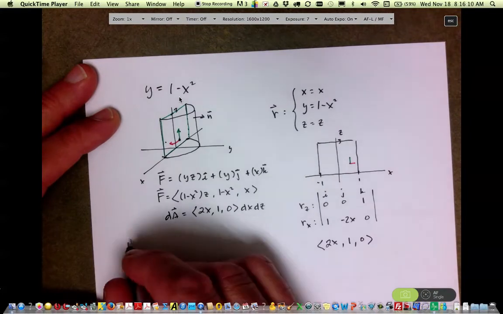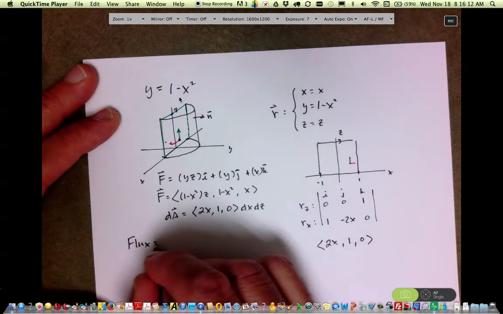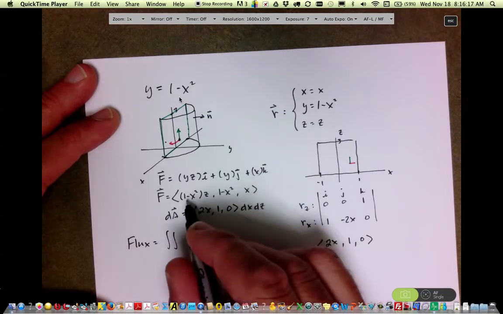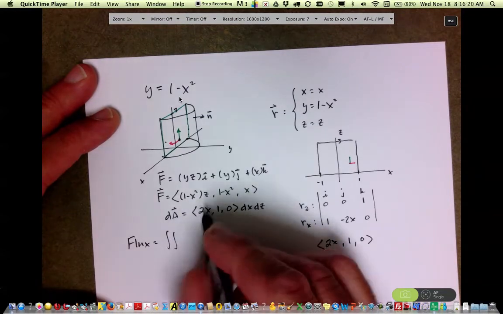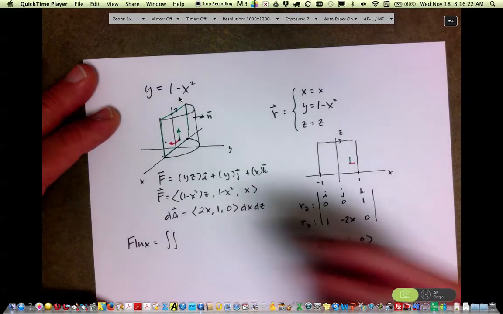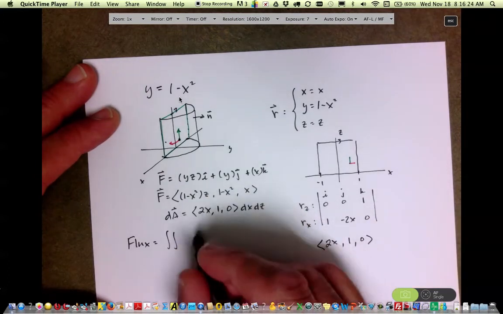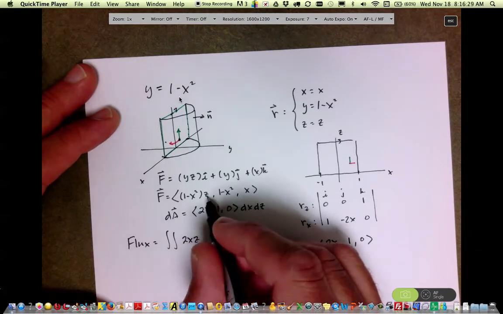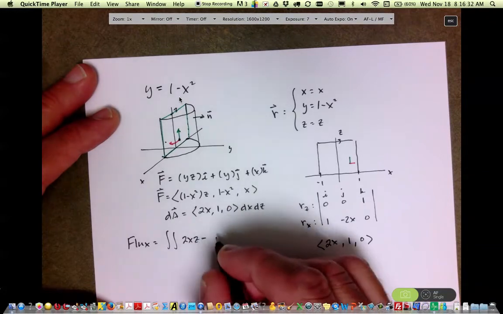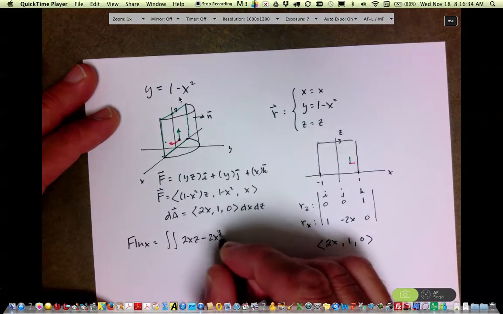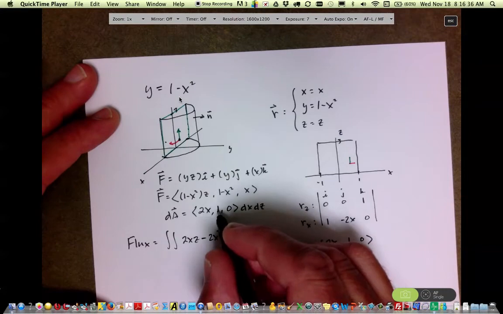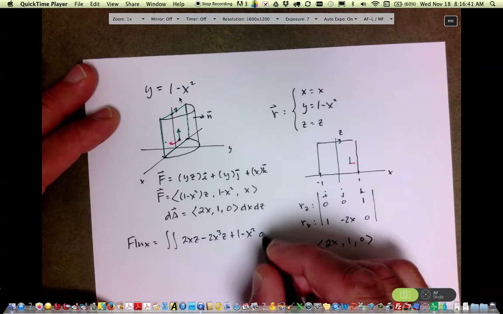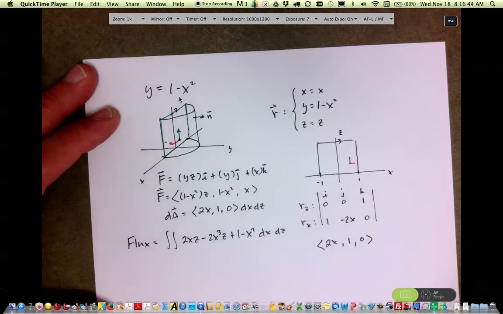Alright, so then to find the flux over this surface, we're going to set up a double integral of the dot product of F and dA. So we're going to take the dot product of these two, and we're going to get z times 2x, so 2xz. 2x times z times negative x squared is going to give me negative 2x to the third times z, and then 1 is going to get multiplied by 1 minus x squared, and then dx and dz.